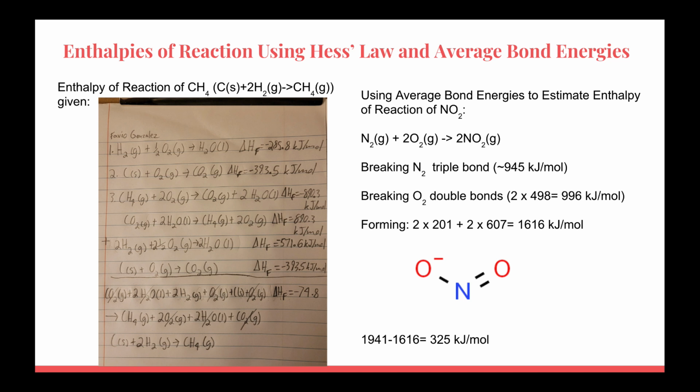So we're breaking a nitrogen gas triple bond, and we go ahead and search up the average bond energies. So for the nitrogen triple bond, we find that the bond energy is 945 kilojoules per mole. And then we're also breaking the oxygen double bonds, and we're breaking 2 oxygen double bonds since we have 2 molecules of oxygen gas.